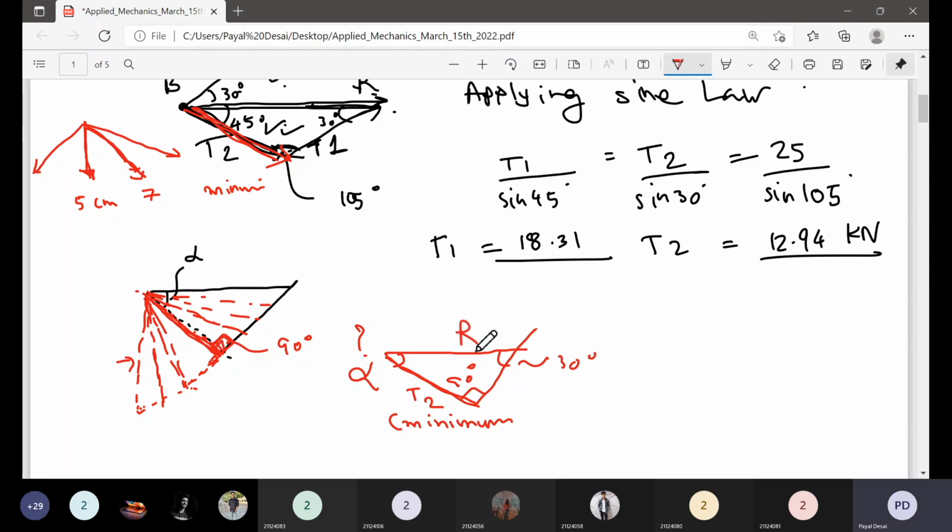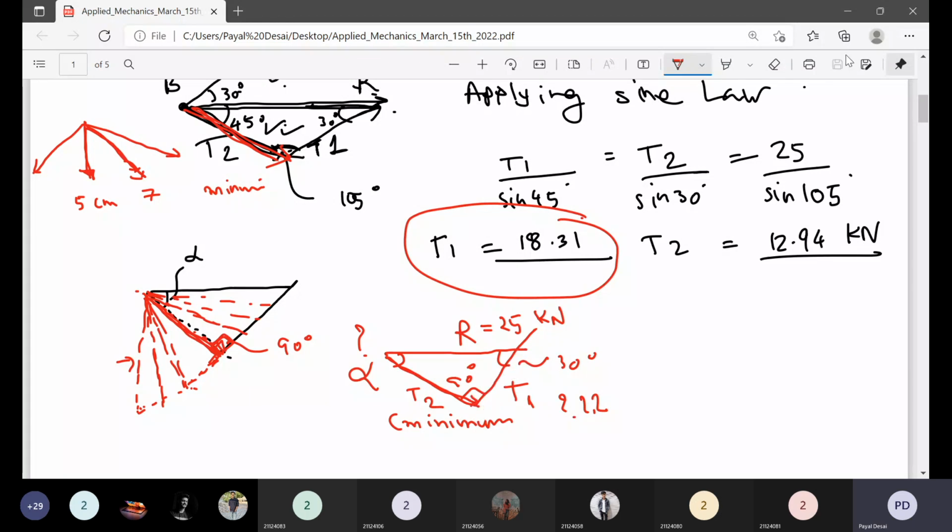So again I apply the same sine rule. T1 we can utilize later, but the resultant is already given because it's a horizontal line and this kilonewton is already given. Due to this T2, T1 may also change, right? So right now don't consider this T1. This T1 may also change because T2 is different and the angles between the two vectors are different.